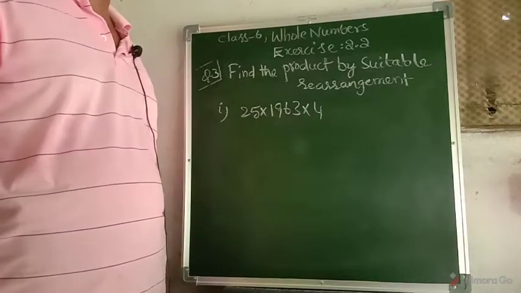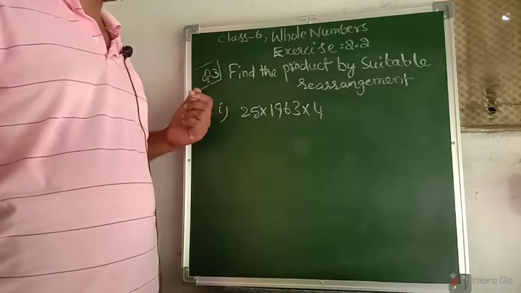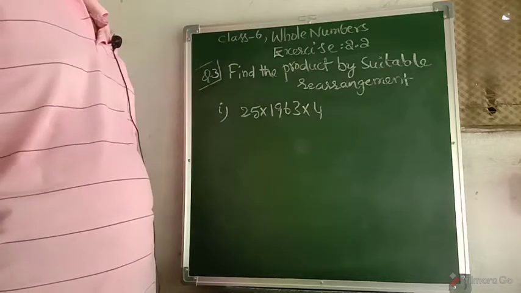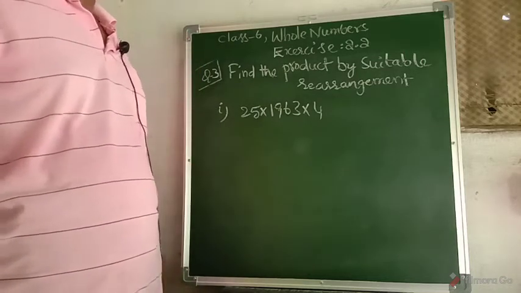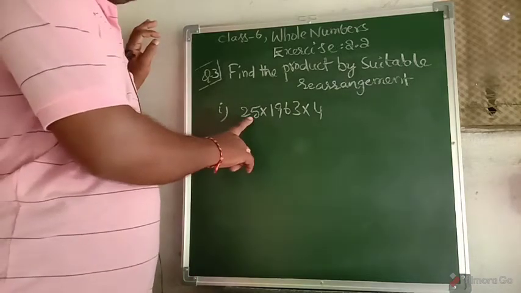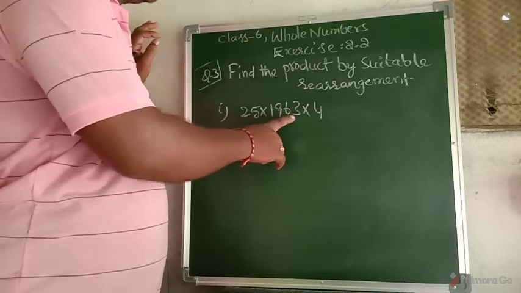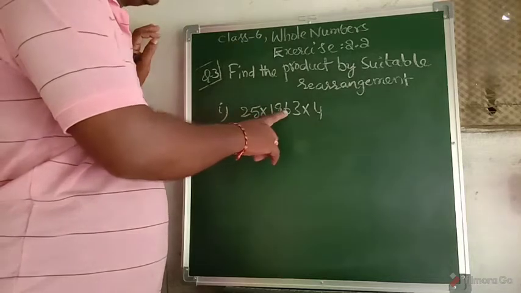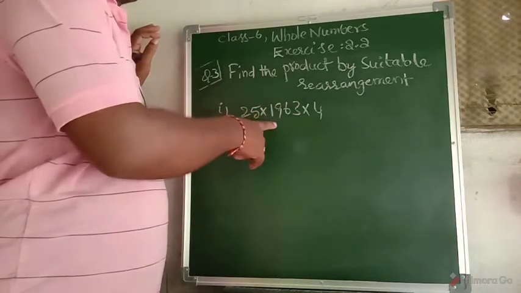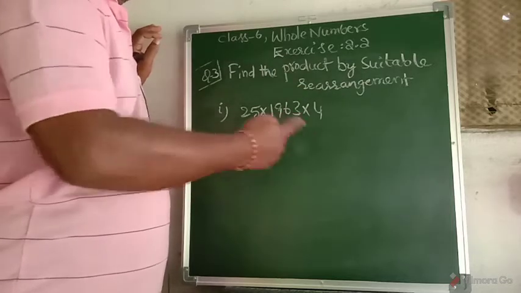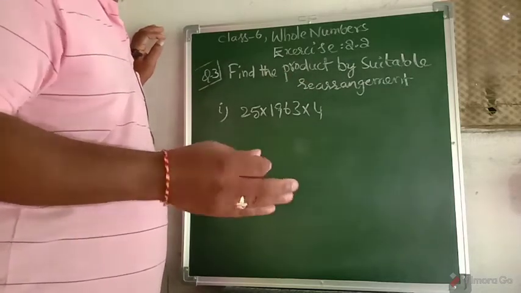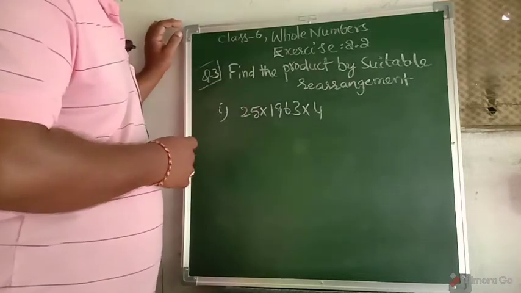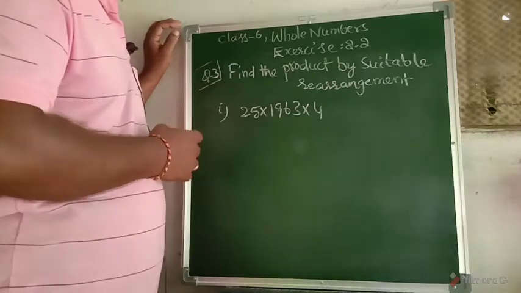After completion of question number 2, let us discuss question number 3. Find the product by suitable rearrangement. As per the general method, here we consider 25 into 1963 into 4. So we have to multiply 25 into 1963, find the product of these two numbers, and then multiply by 4. It takes maximum time. So here the condition given in the question is suitable rearrangements.